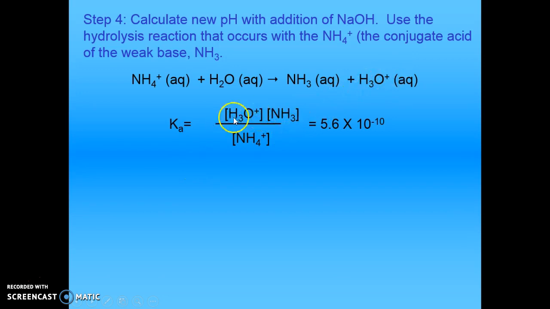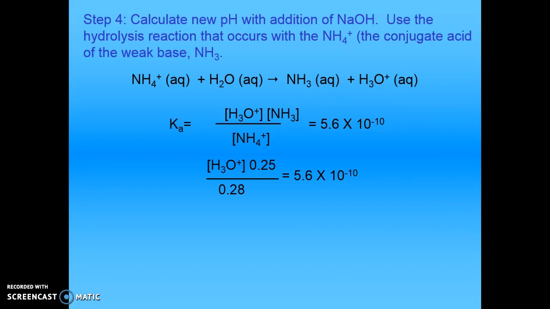We want to know what the H plus concentration is going to be. We know the ammonia concentration. We know the ammonium concentration. And how do I get this Ka? The Ka, remember, is Kw divided by Kb. Ka times Kb equals Kw. So 1 times 10 to the negative 14 divided by 1.8 times 10 to the negative 5th gives me 5.6 times 10 to the negative 10.